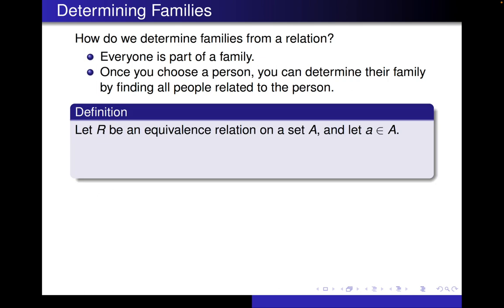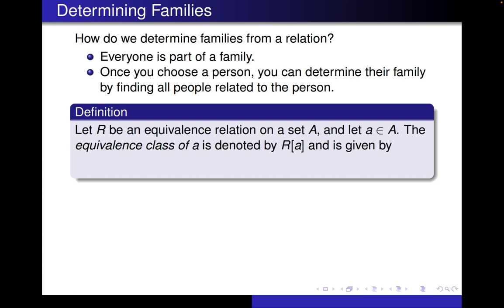So this leads us to a definition that's more related to equivalence relations, but think of it as that same process that we just described. Again, we're thinking of R as an equivalence relation on a set A, and we're going to let little a be in A. The equivalence class of little a is denoted by R of a, and is given by, well, it's going to be a set: R of a equals the set of all x such that x is related to a. So let's see if we can deconstruct that and figure out how that relates to what we were talking about before.